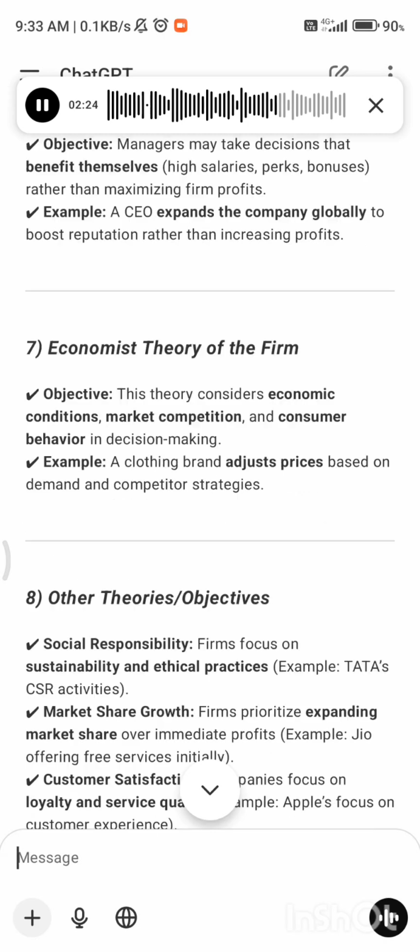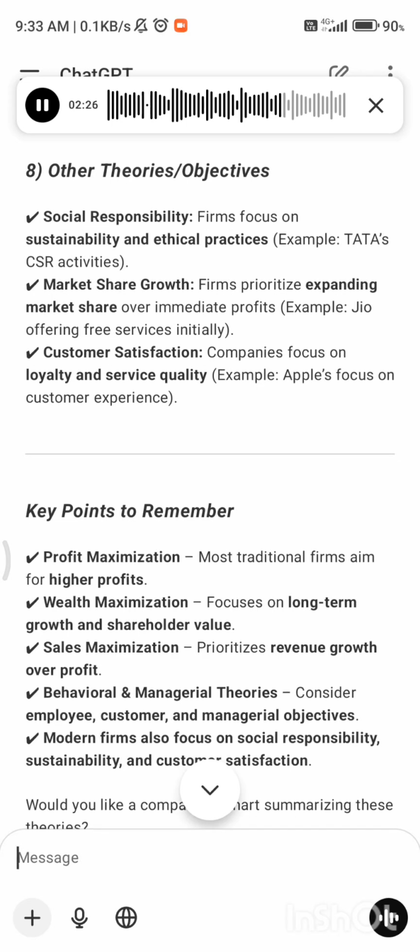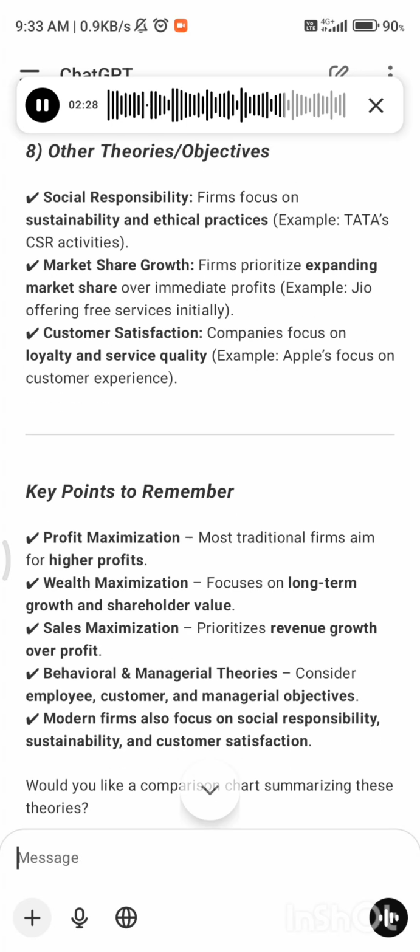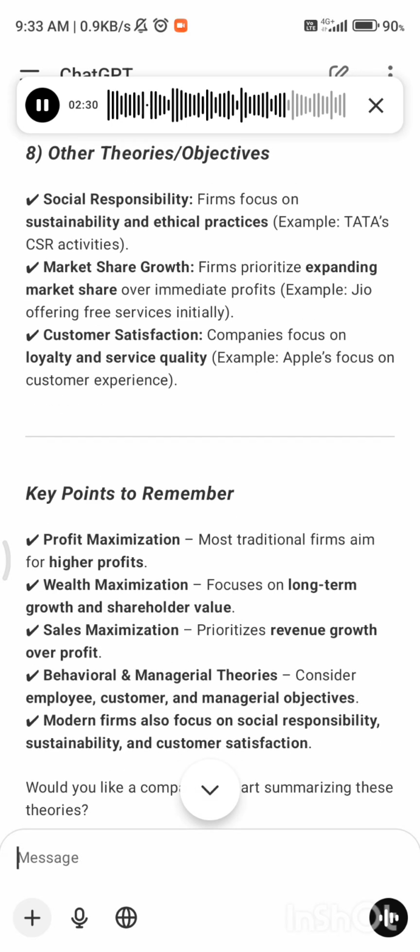8. Other theories, objectives. Social responsibility: firms focus on sustainability and ethical practices. Example, Tata's CSR activities. Market share growth: firms prioritize expanding market share over immediate profits. Example, Jio offering free services initially. Customer satisfaction: companies focus on loyalty and service quality. Example, Apple's focus on customer experience.